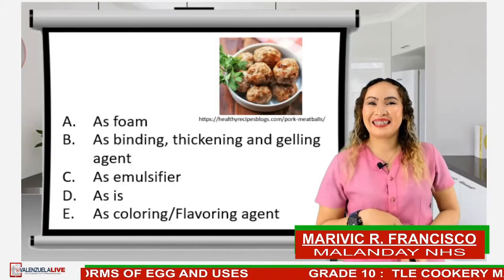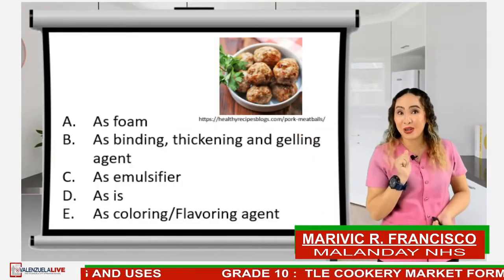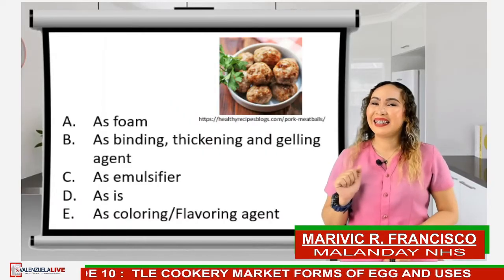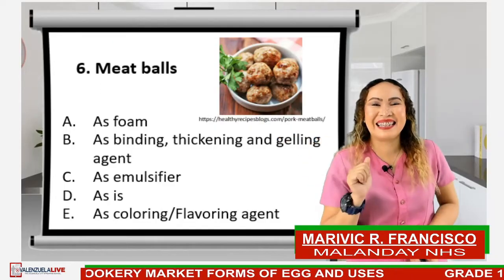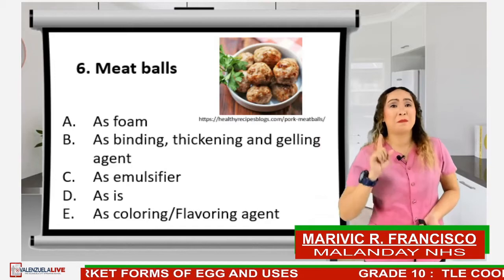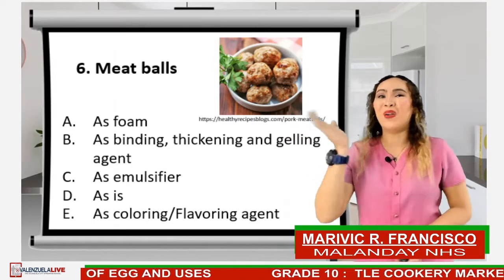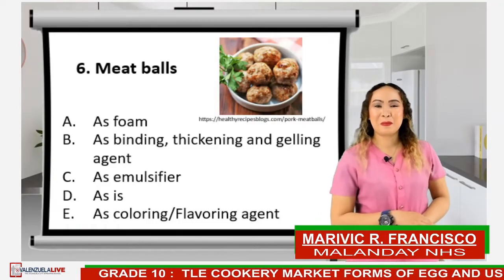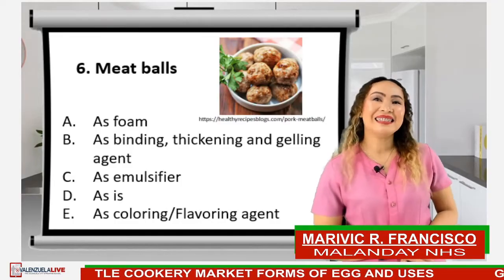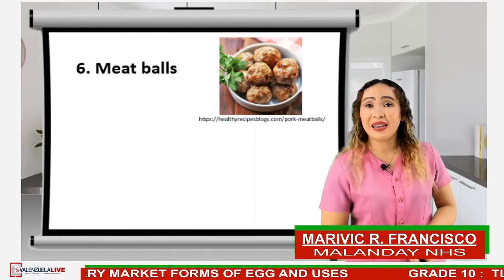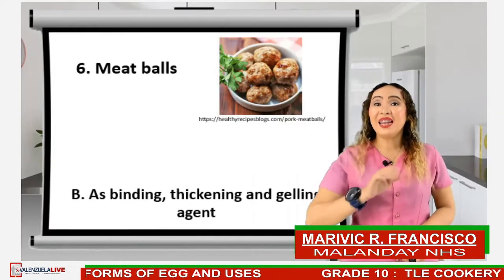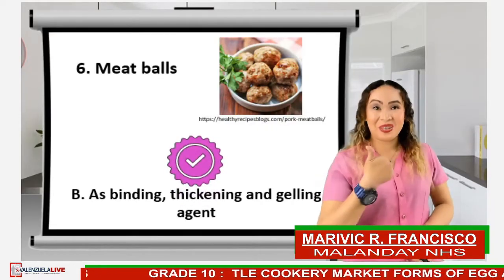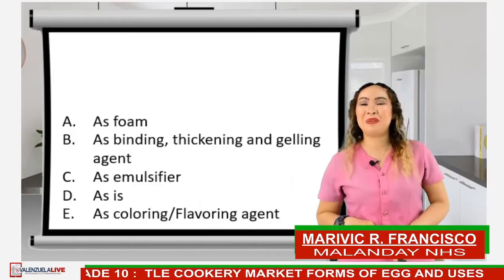Next recipe. We can use this as an appetizer or as an entree also. So we have the meatballs. How is egg being used in making meatballs? Write your answer. If your answer is as binding, thickening, and gelling agent, then you are correct. Good job.